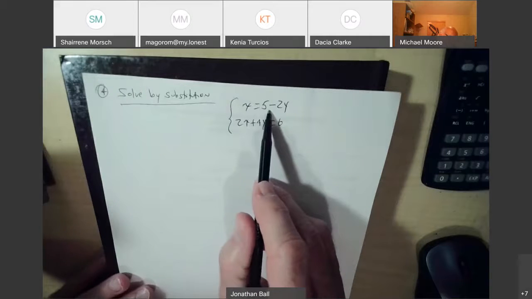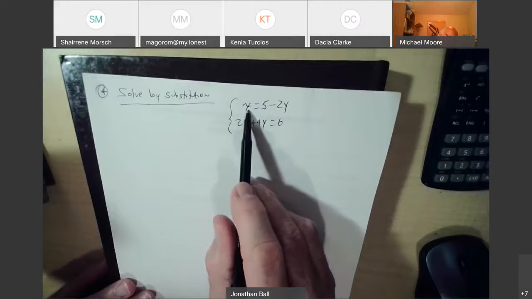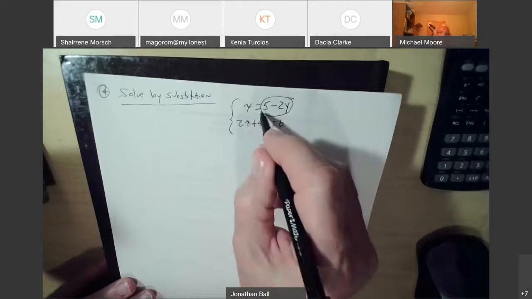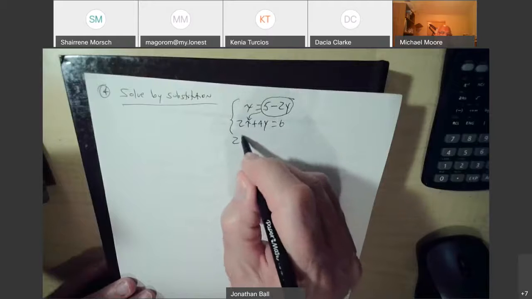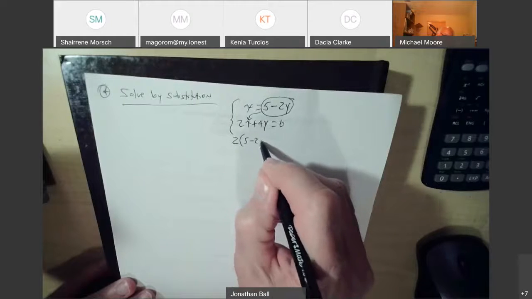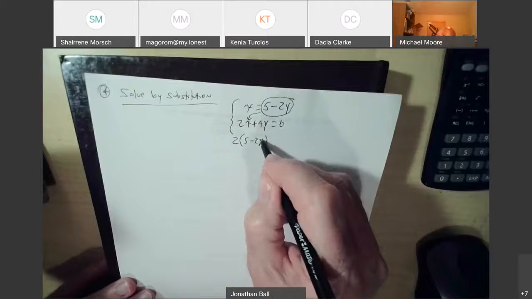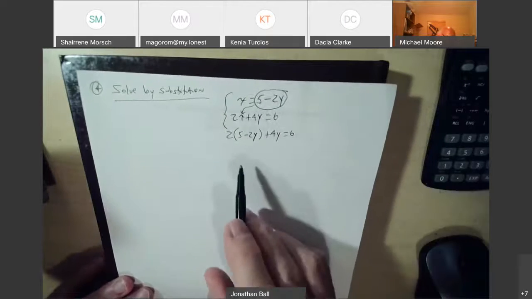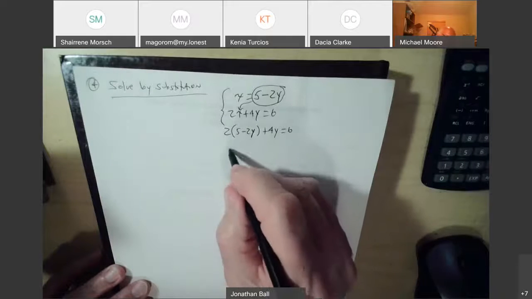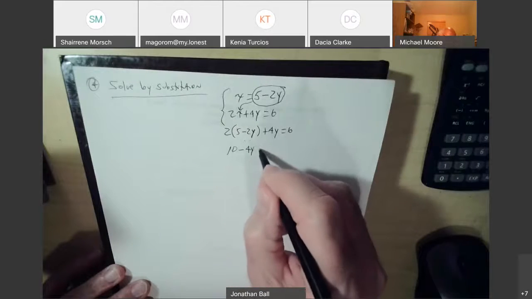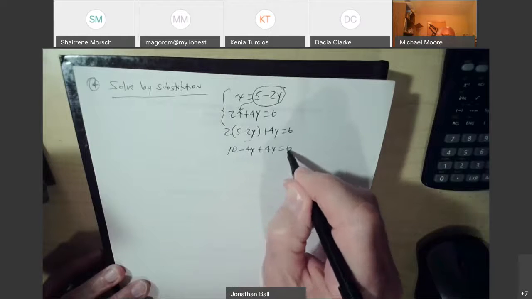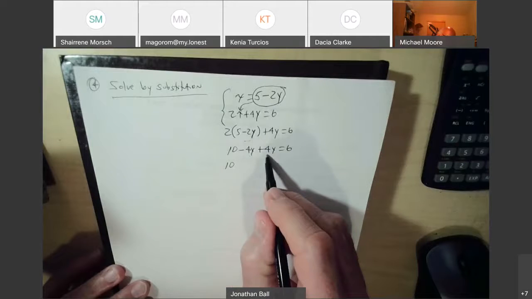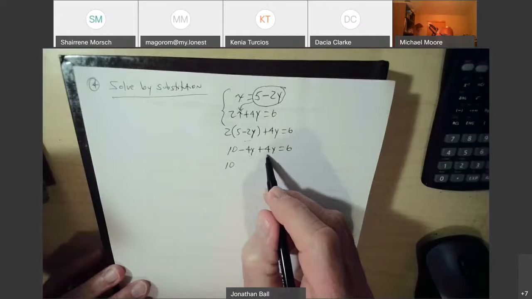Okay, this one's already solved for x, so we really don't have to do a whole lot here. We're going to substitute this. X is this, so we're going to plug that into here. So 2 times 5 minus 2y, plus 4y equals 6. Now we do distributive property here. 10 minus 4y plus 4y equals 6. Combine like terms. -4y plus 4y is 0. It's eliminated.